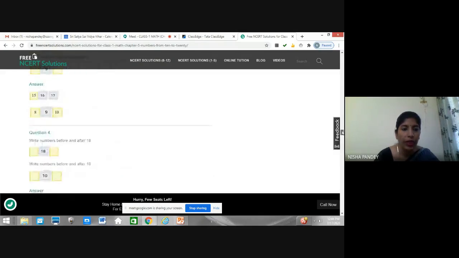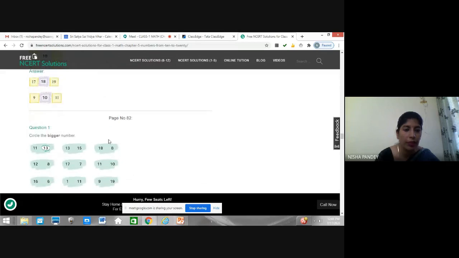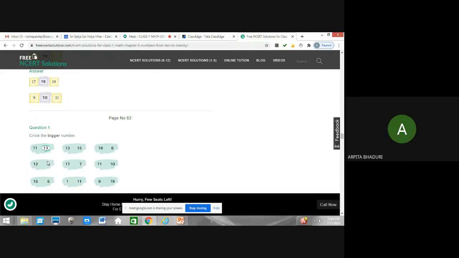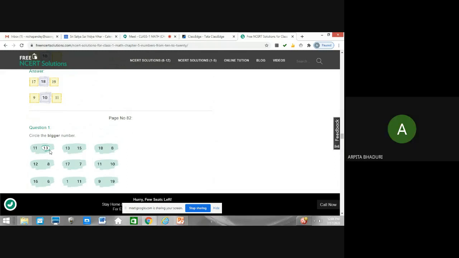Now we have one more question here, that is bigger one. Can you see this? Circle the bigger number. Is it visible, children? Yes, ma'am. Easily you can see, no? Okay. So here we have a set of two numbers, right? 11 and 13. We have to find out which is the bigger one and circle it. One is done for you here. Among 11 and 13, which one is bigger? कौन सा बड़ा number है? ज़्यादा number है? 13. 13.